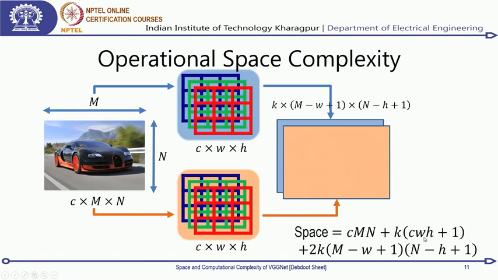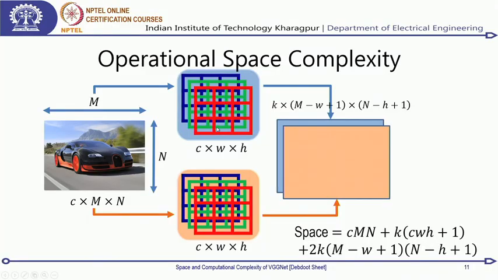Then CWH plus 1 times K is the total weight, the total space required to store these weights. Now, quite contrary to the fully connected network, in the fully connected network you had a total of k outputs being generated, and with each of them the gradient being stored.